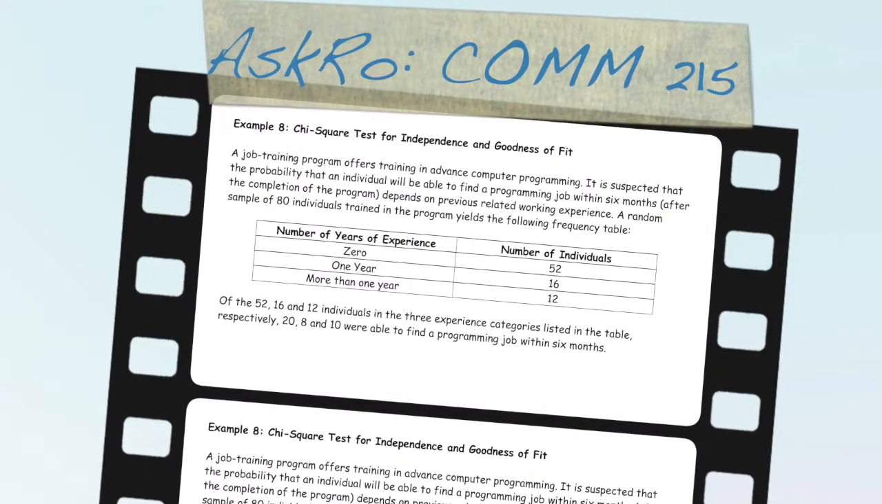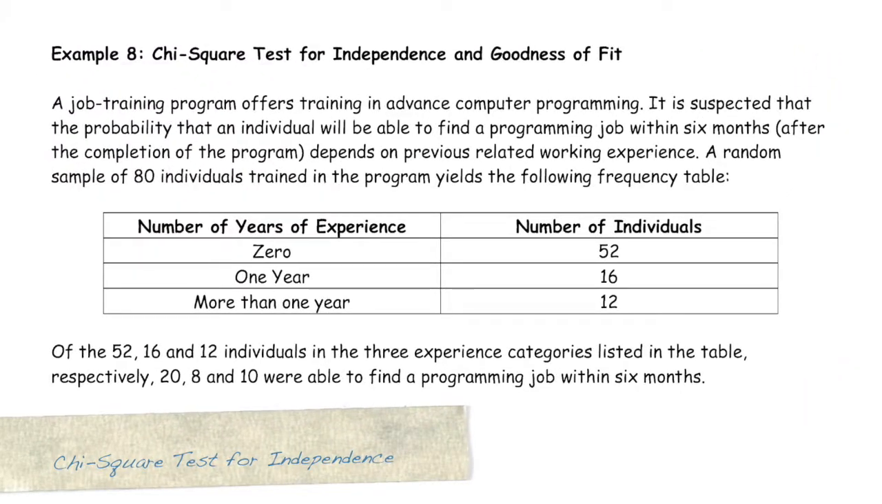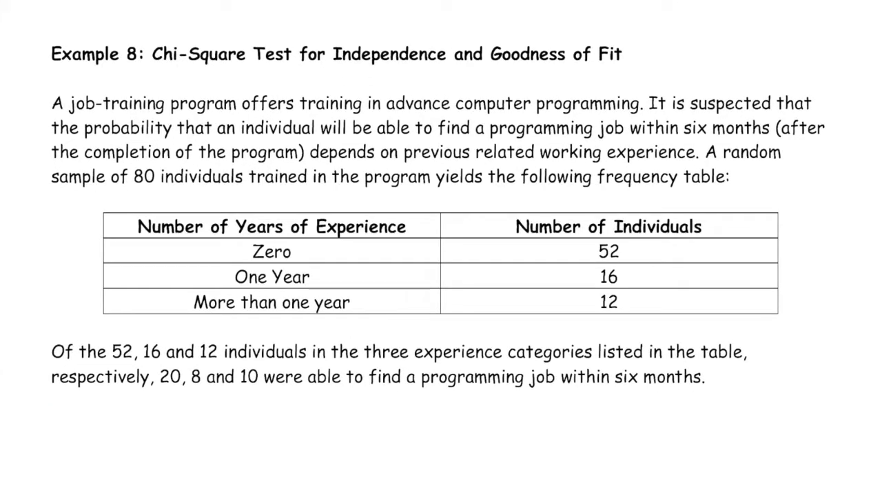So here I was asked a question for COMM 215, Introduction to Business Statistics. Example 8, let's have a look. Here it says, a job training program offers training in advanced computer programming. It is suspected that the probability that an individual will be able to find a programming job within 6 months after the completion of the program depends on previous related work experience. A random sample of 80 individuals trained in the program yields the following frequency table.